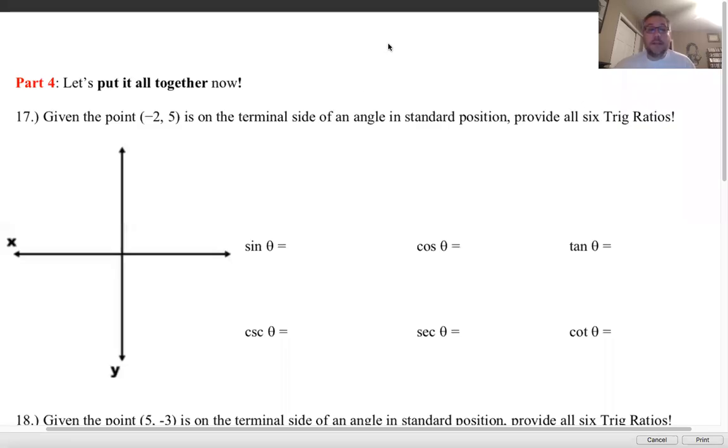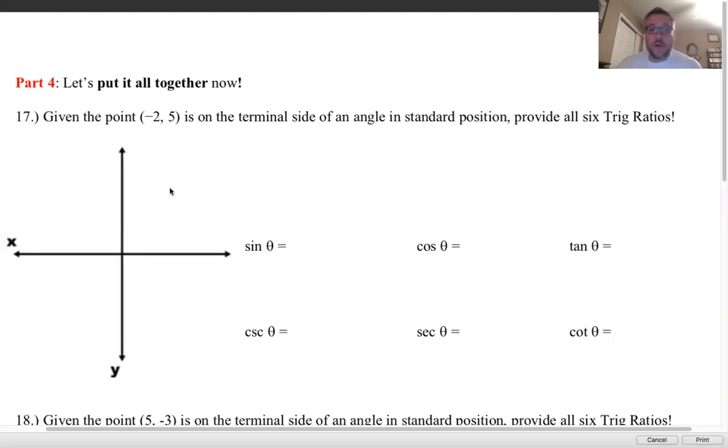Part 4 is let's put it all together. So here are the directions. This is something new, so let me help you through it. Number 17 says, given the point -2, 5 is on the terminal side of an angle in standard position, provide all 6 trig ratios. Okay?